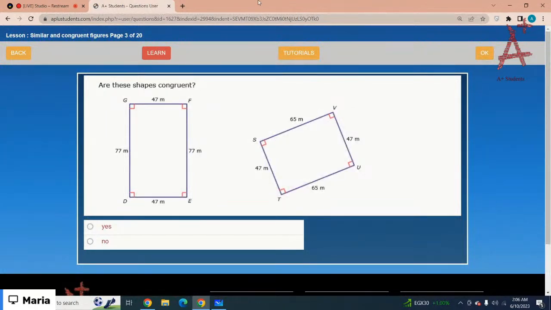Okay, the next one is, are these shapes congruent? If you rotate the shape, angle G is congruent to V, F is congruent to U, D is congruent to S, and E is congruent to T. If you look at their sides, only two of the sides are congruent. The rest of the two are not congruent. Got it? That means they are not congruent. The shapes are not congruent. The correct option is no.